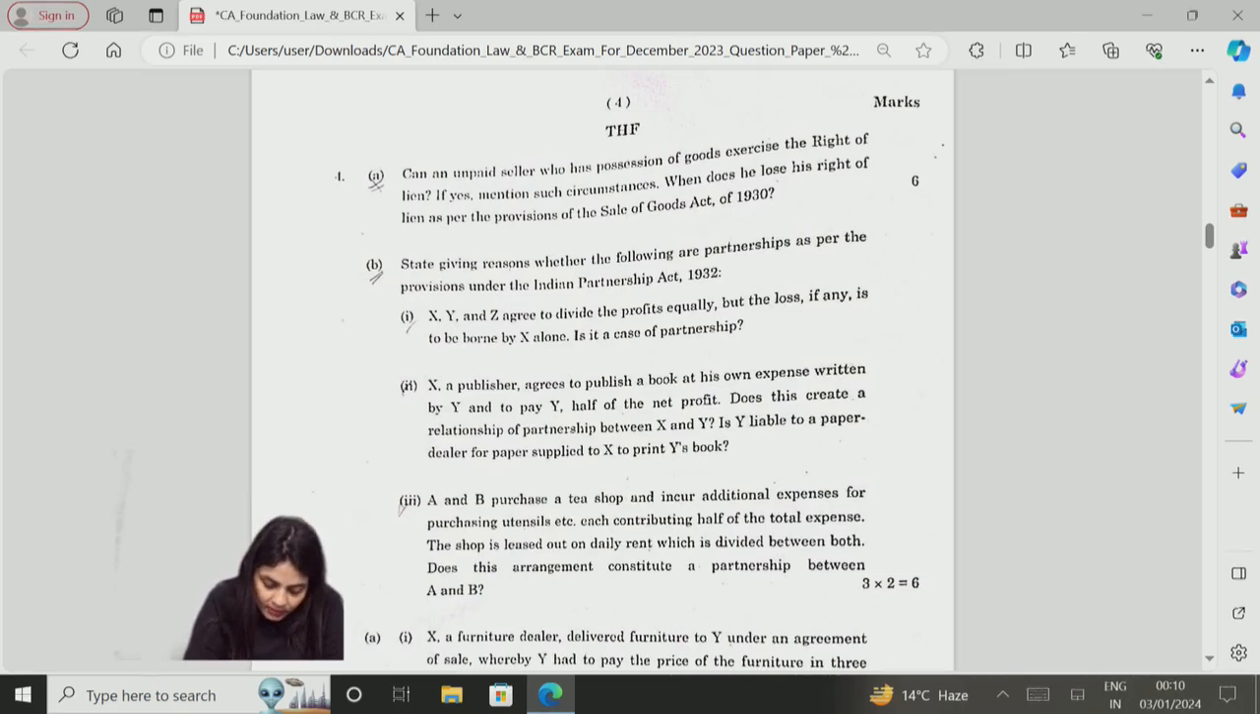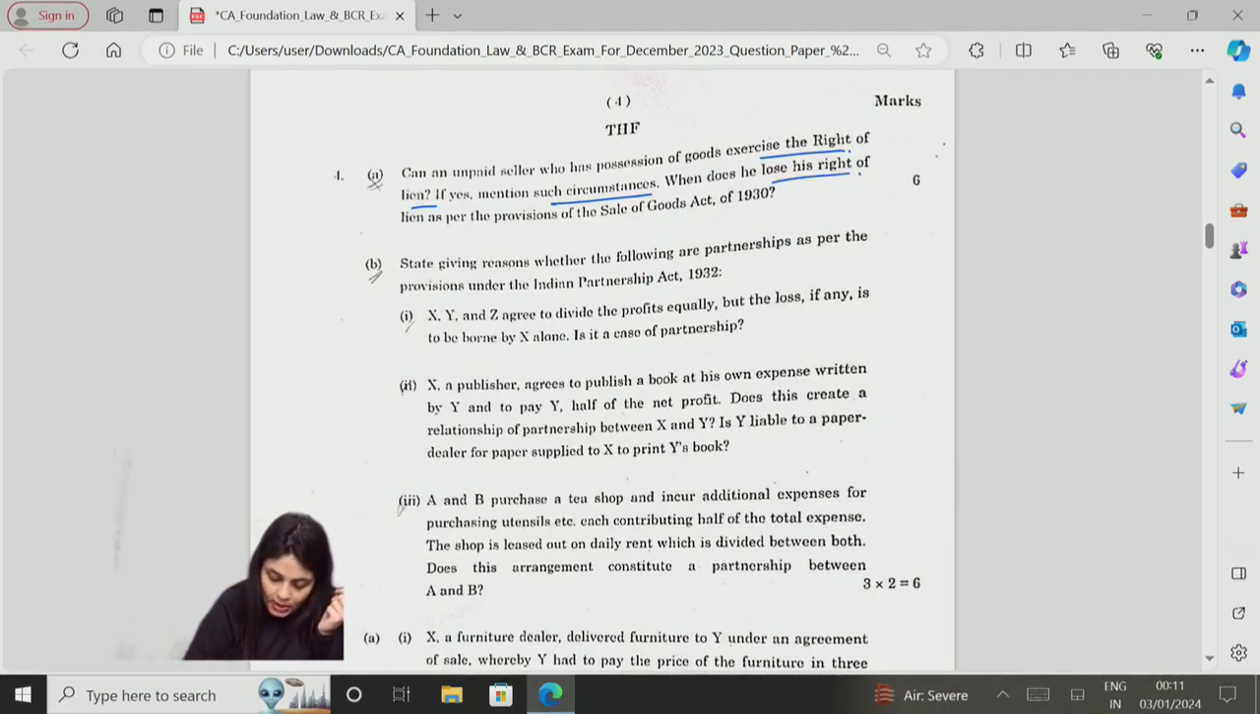Can an unpaid seller who has the possession of the goods exercise the right of lien? If yes, mention such circumstances. When an unpaid seller, after having sold the goods, continues to be in possession of them and becomes unpaid. Why does he become unpaid? Because there was no credit period but the buyer did not pay, or the credit period expired but the buyer did not pay, or payment was made by a negotiable instrument which has been dishonored, or the buyer has become insolvent. In all of these cases, he can exercise his right of lien, that is, keep the goods with himself.